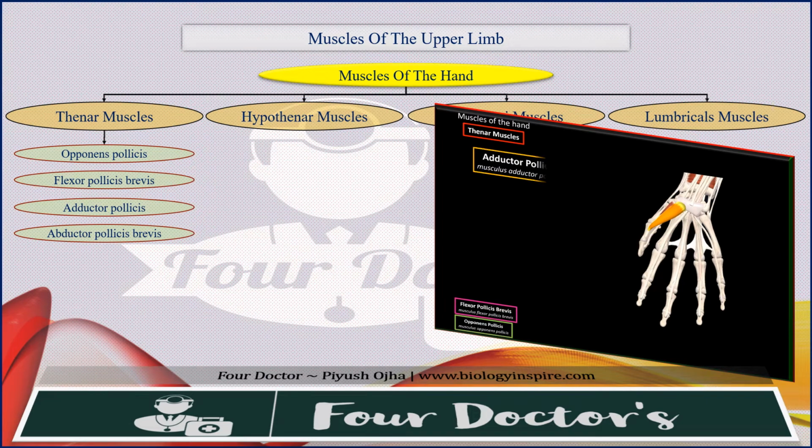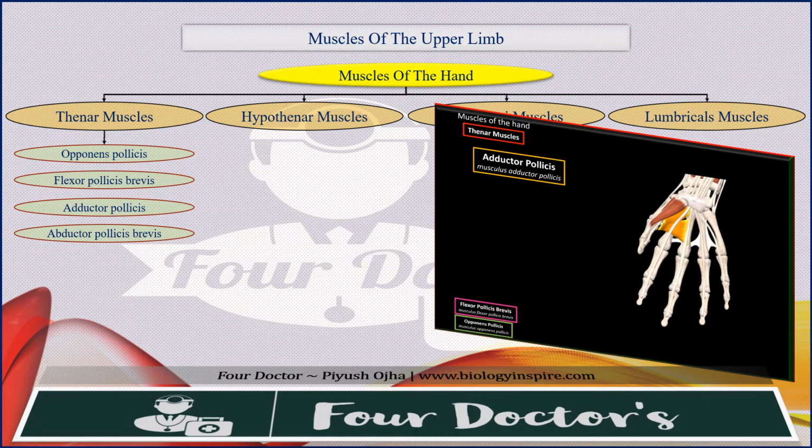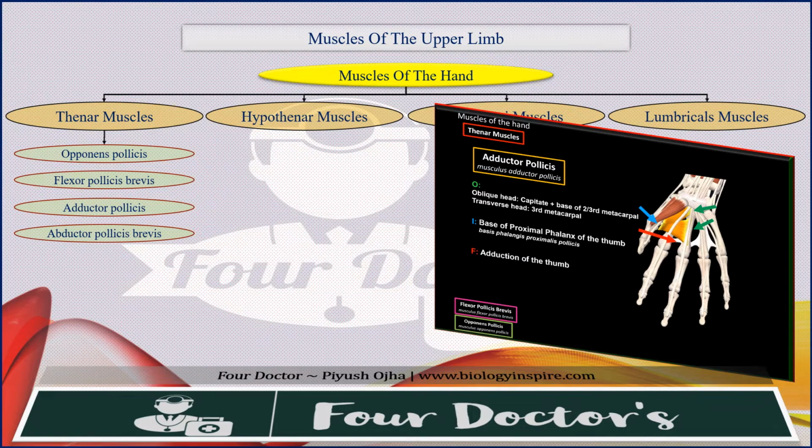Next we have the adductor pollicis, which is this one. It has an oblique head and a transverse head. The oblique head originates from the capitate and the base of the second to the third metacarpal bones, and the transverse head originates from the third metacarpal bone, and they both insert at the base of the proximal phalanx of the thumb. The function of this muscle is adduction of the thumb, more or less as the name says.